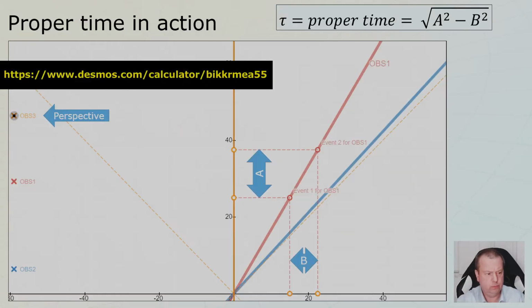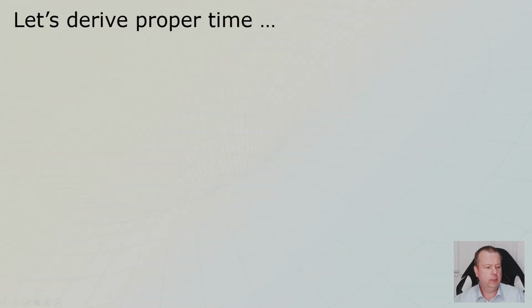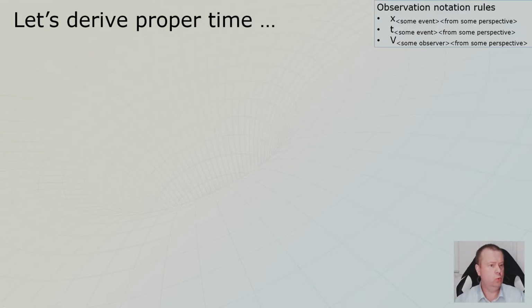Let's go back to this one again. Are we there? Yeah, we are there. Okay, let's derive proper time. I'm going to use my secret notations. I will always tell you what is the event we are talking about and who's talking, because that's so important in special relativity.